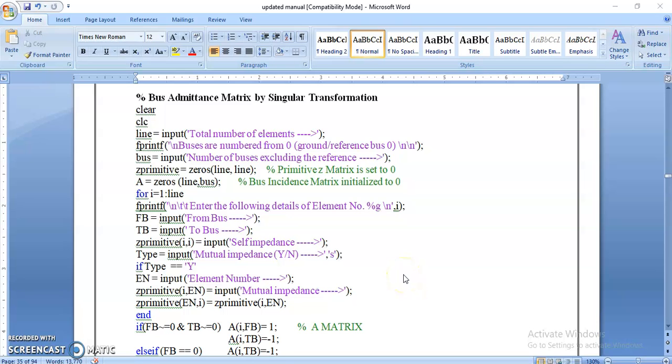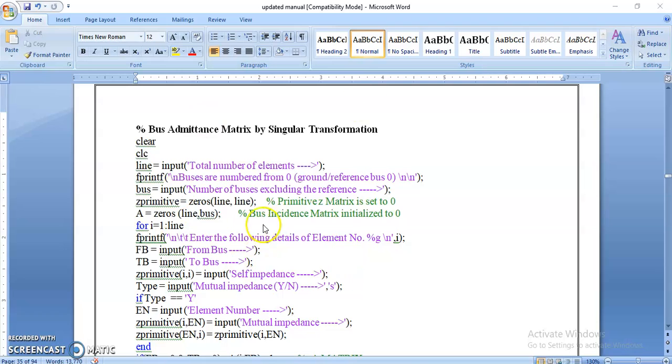Okay, dear students, today's video will be on lab experiments, that is 4A, singular transformation. Already one problem we have done on singular transformation with the program explanation. Again, the second problem I am taking on singular transformation. This program I already explained in the previous video, that is problem 1. Now I am taking problem 2.